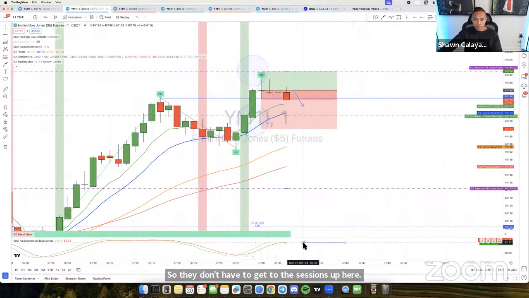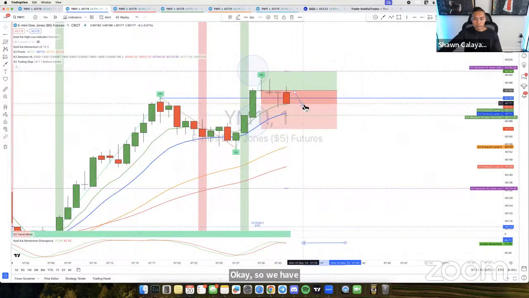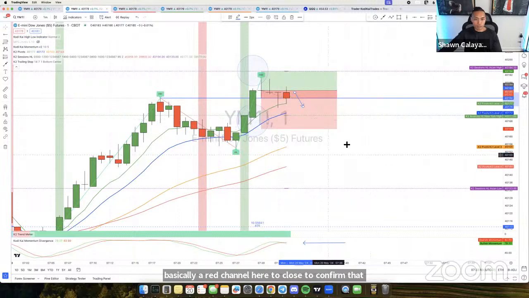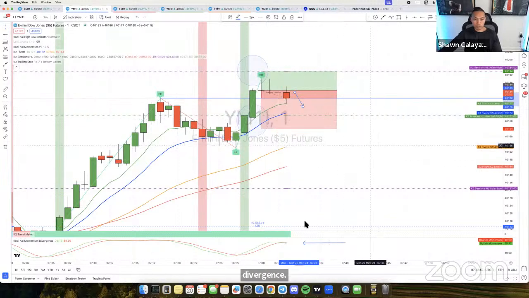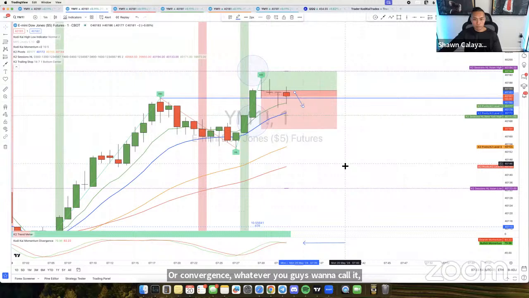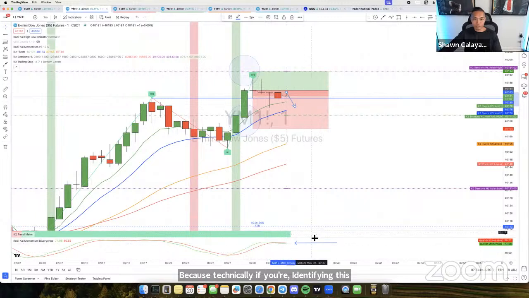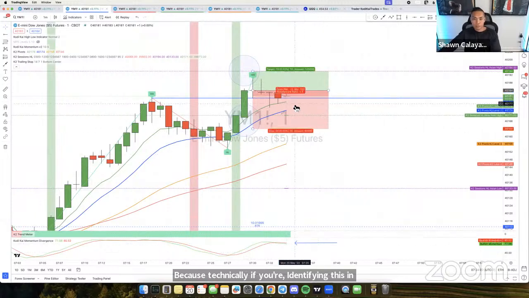Okay, so we have the divergence over here, shifted below. We need basically a red candle here to close to confirm that divergence or convergence, whatever you guys want to call it. Divergence in trading is kind of just when it diverges either direction. But I think Brian mentioned this, he's like, you should just call it convergence. Because technically if you're identifying this in science terms, if it comes below it's convergence, goes above it's divergence, but we'll call it divergence.